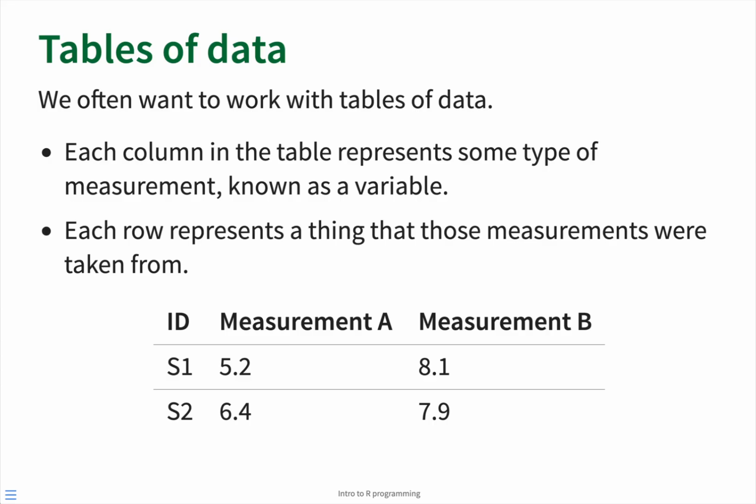Each row of the table then represents a particular thing that each of the measurements of those variables were taken from. So in this example here, we've got three columns: ID, measurement A, and measurement B. Those are three variables. And then we've got two rows of data. Each of these represents a particular thing, right? So we have the thing with the ID S1 and we have the thing with the ID S2. I just made these values up so they don't actually represent anything in real life. And then we've got measurements from each of those two things, each corresponding to some particular variable.